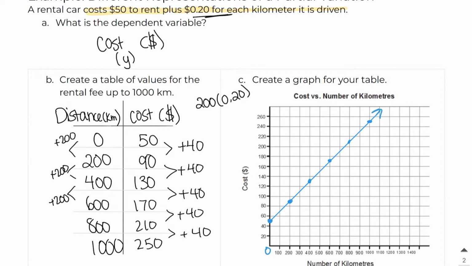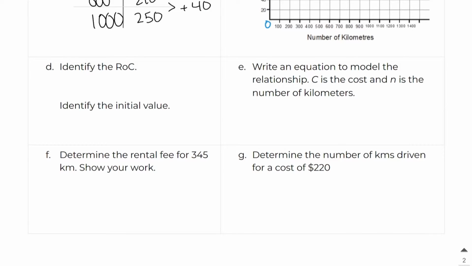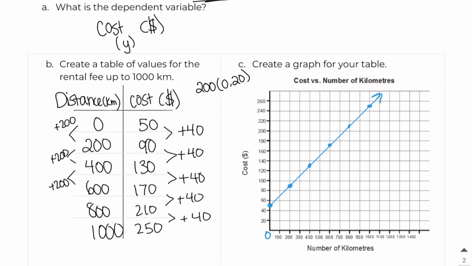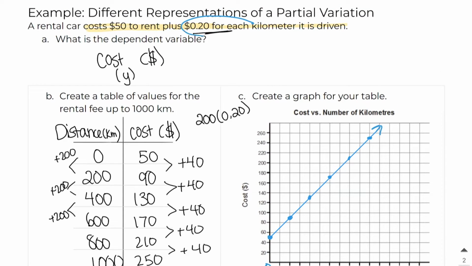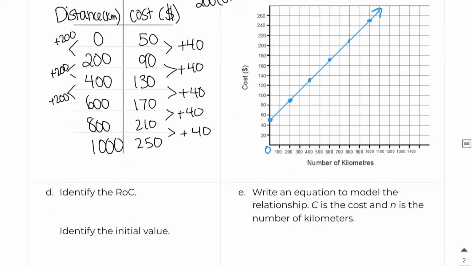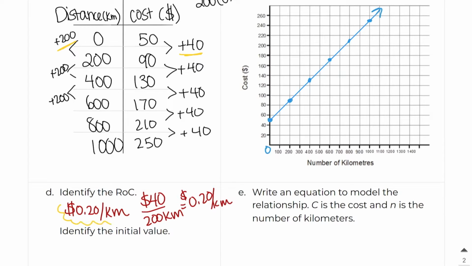Notice how this time it starts on a different point on the y-axis as opposed to starting at the origin, like we had with partial variation. So now question D says to identify the rate of change. And if you notice here, it tells us the rate of change in the original problem. It's 20 cents for each kilometer. But we can also use the rise over the run to figure this out right here. So here we have the rise is $40 and the run is 200 kilometers. So when I divide $40 by 200 kilometers, I end up getting 0.20, which is 20 cents per kilometer. So this is our rate of change.